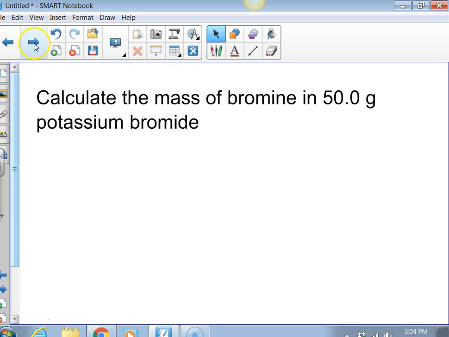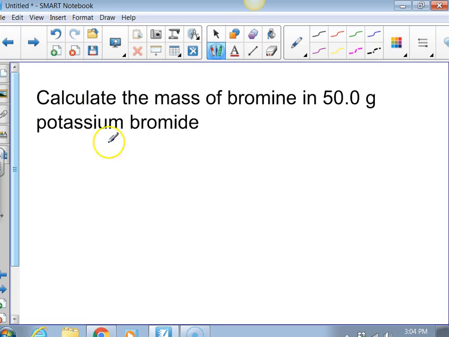All right, so in this problem, we're going to calculate the mass of bromine in 50 grams of potassium bromide. To do this, we have to know, first of all, the formula for potassium bromide. That's KBr. And we want to know the mass of bromine that's in 50 grams of potassium bromide. So what we need to know is the percentage composition. We need to know what percentage of KBr is due to the mass of bromine.